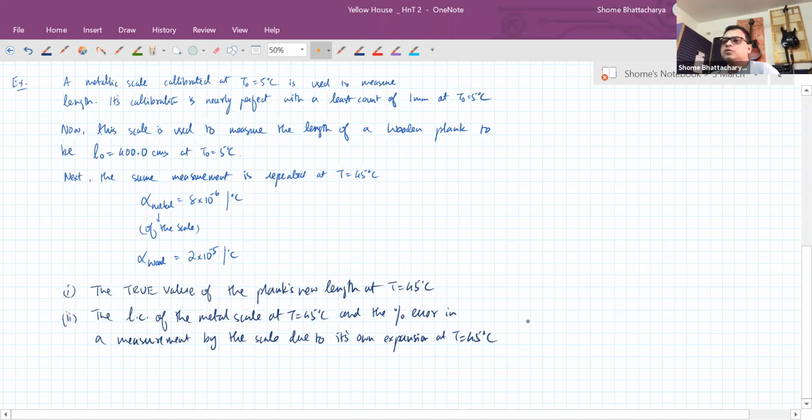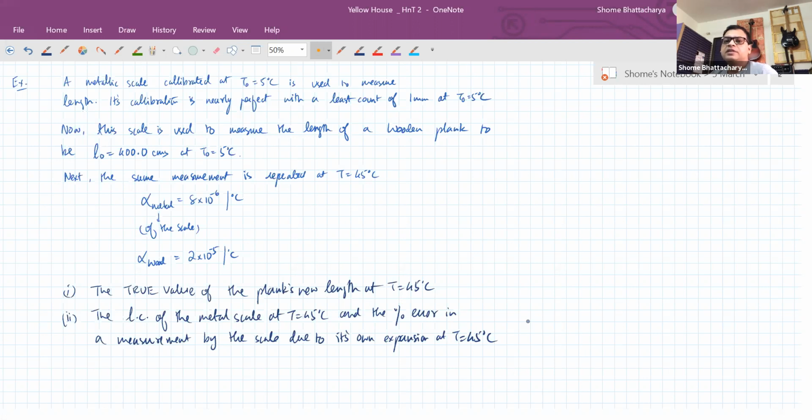So I'll explain what this means. So what is happening is that the metal scale was calibrated. That means the divisions were marked at a temperature of 5 degrees C. So it was marked accurately with the least count of 1 millimeter at 5 degrees C. But at a higher temperature like 45 degrees C, the metal scale itself has expanded. So the divisions have got wider, slightly wider than the actual value they should have been of 1 millimeter. So if you are using the scale to make a measurement at a different temperature other than 5 degrees C, then there will be some error in the measurement because the scale's divisions are not correct. The least count is not going to be 1 millimeter at any other temperature.